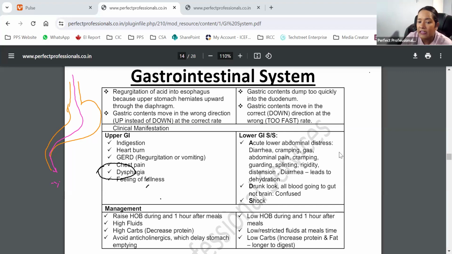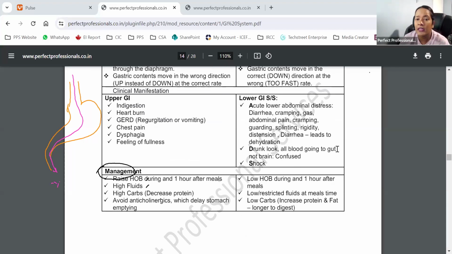Okay, why will this drunk look be there? All the blood is going to the guts, not to the brain. Whatever food the patient ate went directly into the duodenum, so all the blood is taken by the intestine to digest that food. So oxygen supply does not go to the brain, that's why they will be confused, and then they will go into shock.